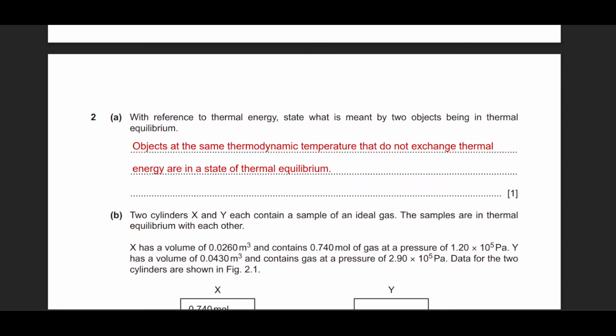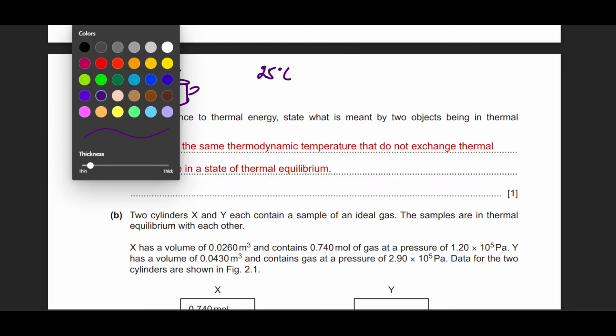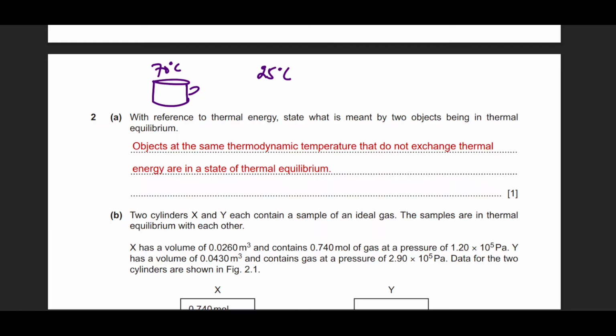Now, let me give you an example from daily life. If you bring a cup of coffee that is, let's say, at a high temperature, let's say at 70 degrees centigrade, into your room. Now the coffee is at 70 degrees centigrade. Your room is at a pleasant temperature of 25 degrees centigrade. If you leave the cup of coffee or hot water in your room for a very long amount of time, you will realize that it cools down to 25 degrees centigrade.